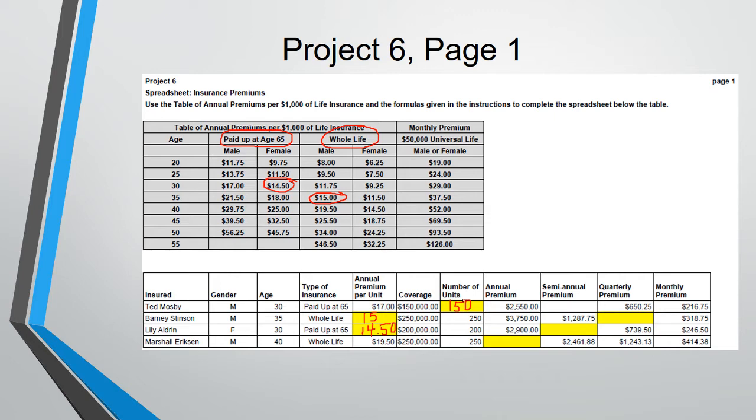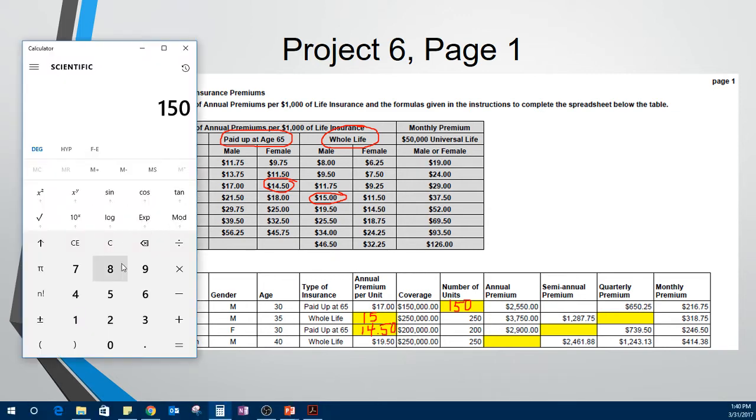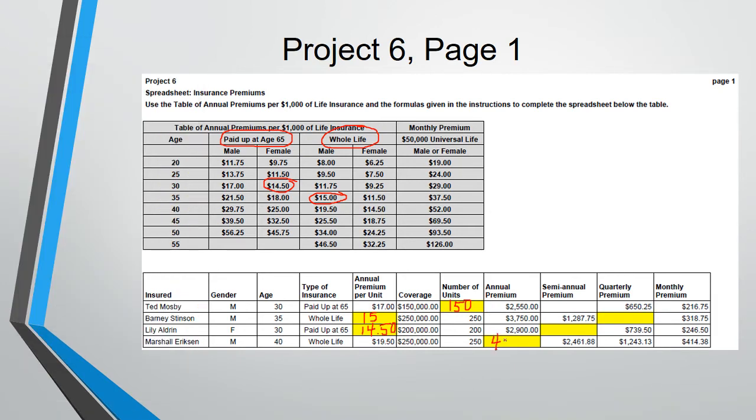Alright, now we're going to do the annual premium for Marshall Erickson. So earlier we used the formula of annual premium per unit times number of units equals annual premium. We're going to do the same thing. Earlier we divided, this time we're going to multiply. So we multiply $19.50 by 250 units, giving us the annual premium of $4,875.